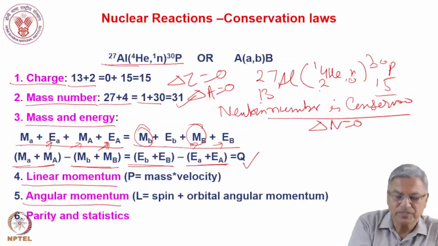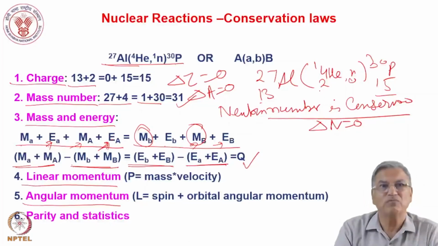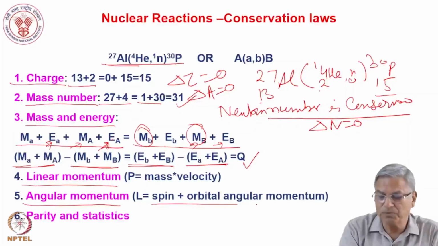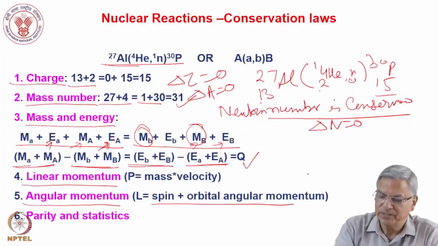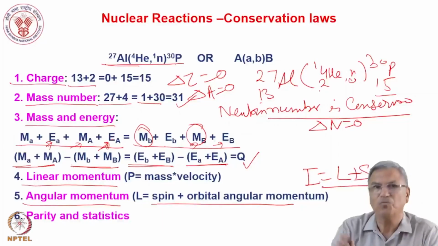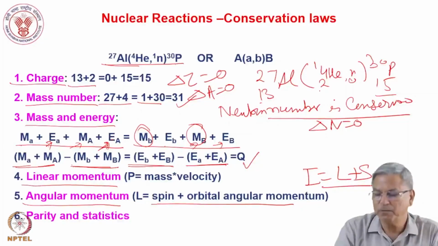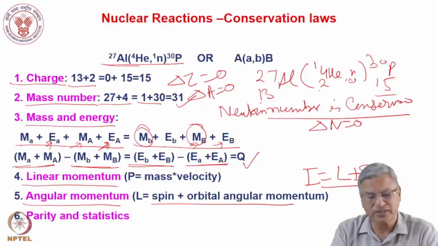Angular momentum is another quantity which is conserved in a nuclear reaction. Angular momentum is the sum of the spin angular momentum and the orbital angular momentum. So you can say I equal to L plus S, orbital plus spin angular momentum. So this I is again conserved before reaction and after reaction.